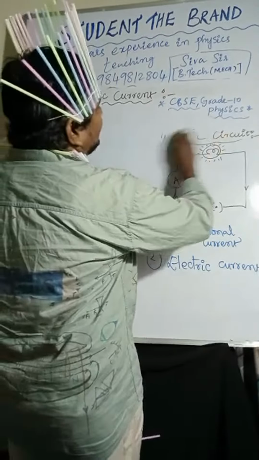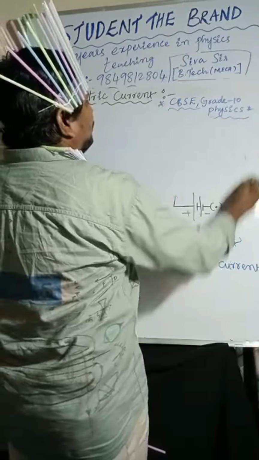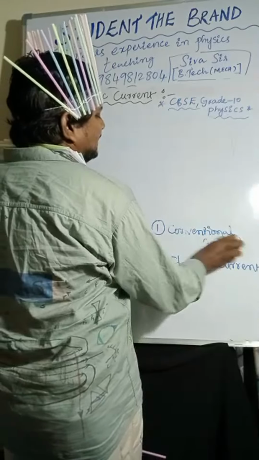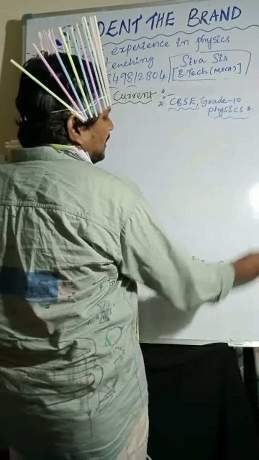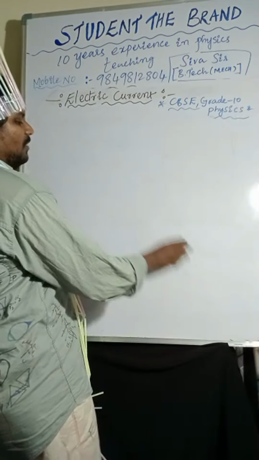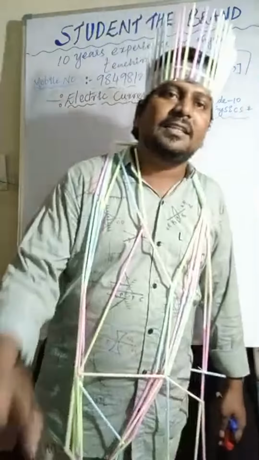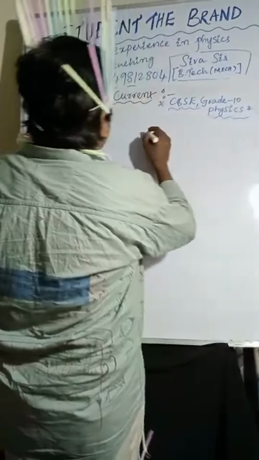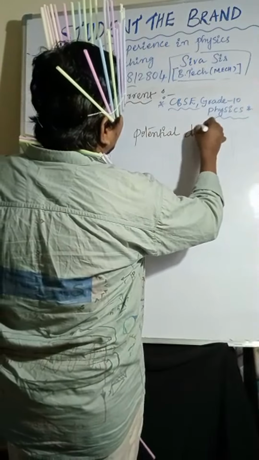Now potential difference. Work done to bring unit positive charge from one point to another point within the conductor is called potential difference.